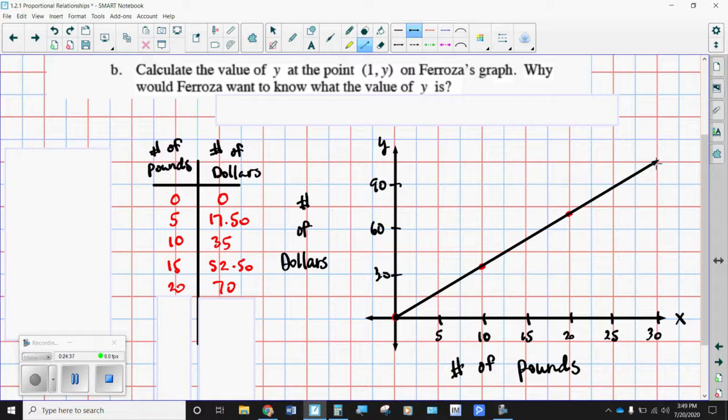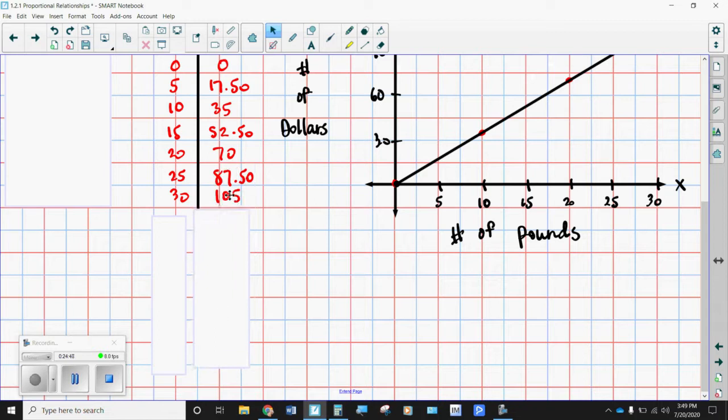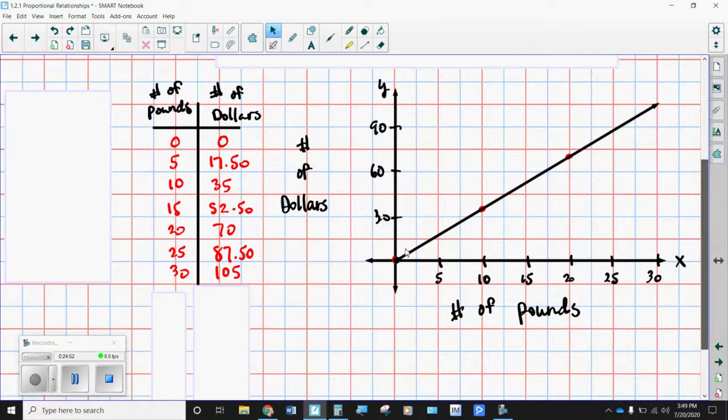Now you might notice what I've done here. I have not plotted every single one of my points. I plotted the ones that were relatively easy to find. So 30 and 105, if I connect the dots because there's a constant growth rate, that should happen automatically for me, right? Does that look like 30 and 105 here for counting by 15s? Yeah, that's 105 right there.